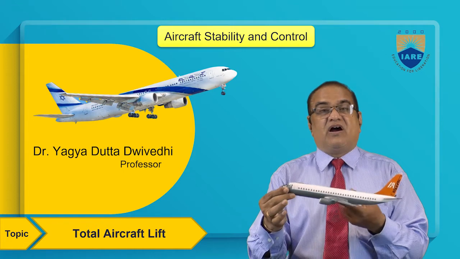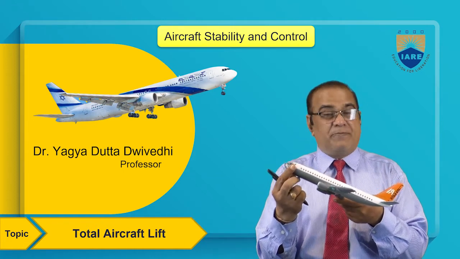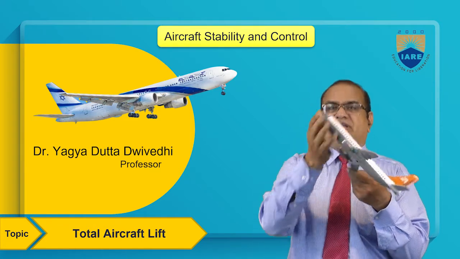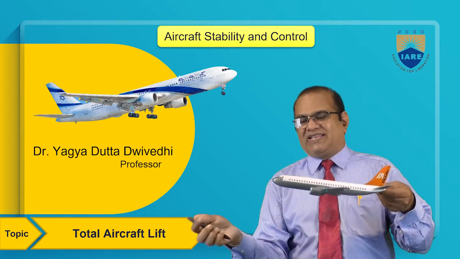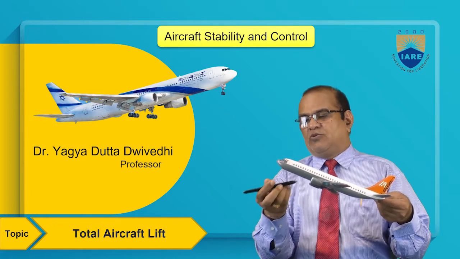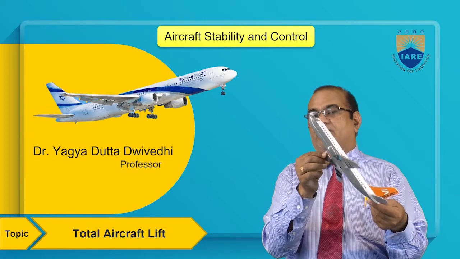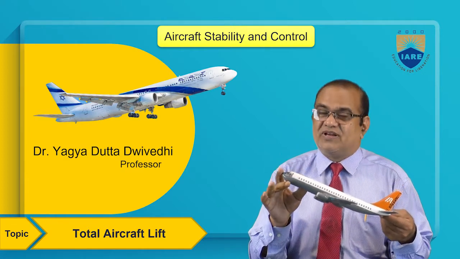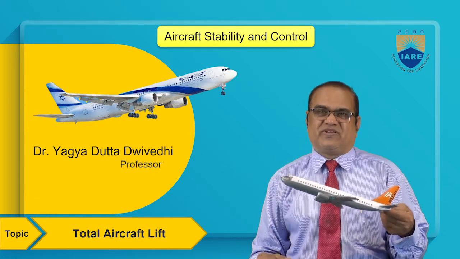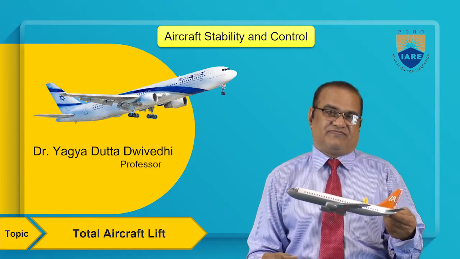If the wind hits from here and the nose has gone up, but the nose goes further up, you remove the wind, but it is still going up, up, up, it is statically unstable. It means the tendency is to go away from its original position. Then we say it is a longitudinally unstable aircraft.